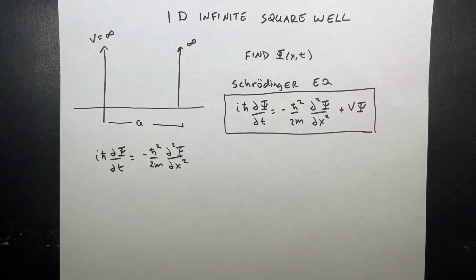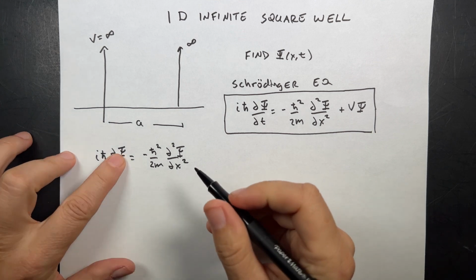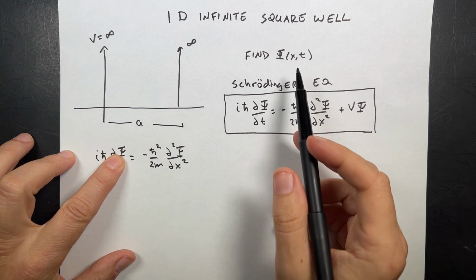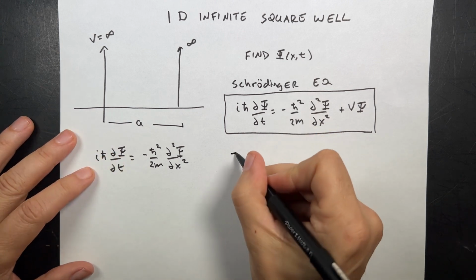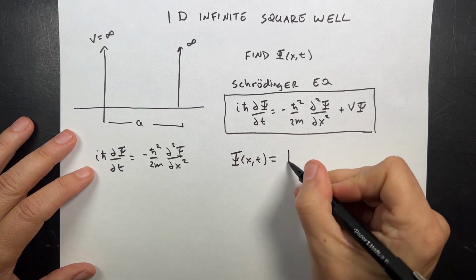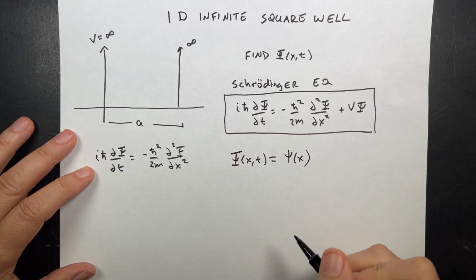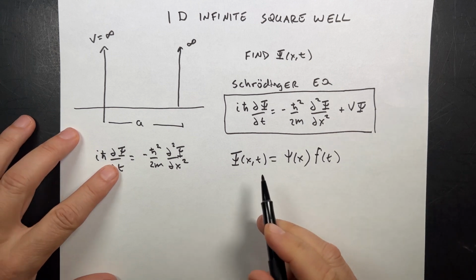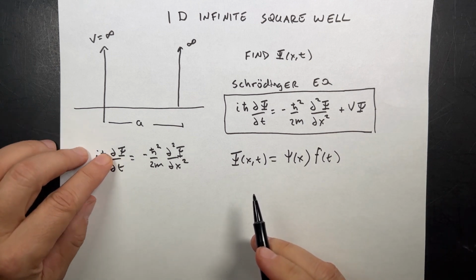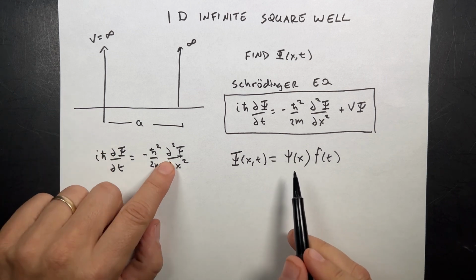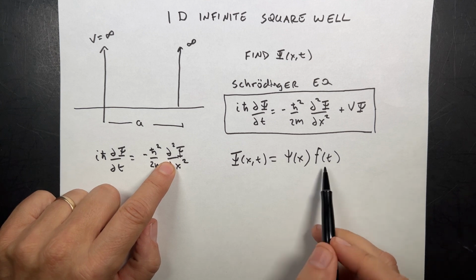Okay, now the first thing we want to do is to say, is it possible that I could take this function of x and time and make it a product of a function in x and a function in time? So let's assume that psi of x and t is equal to some spatial function psi of x, lowercase psi, and some time function f of t. If I put that in here, then when I take the partial of this with respect to time, it doesn't do anything to the space part. When I take the partial with respect to x, it doesn't do anything to the time.